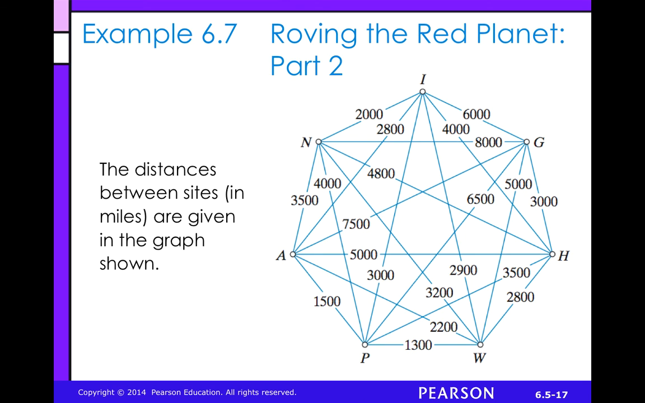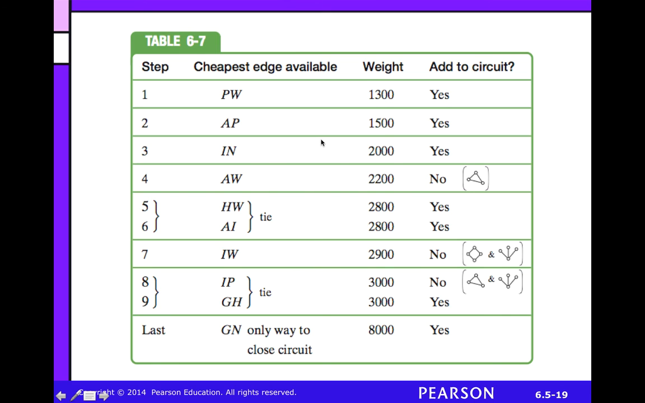Okay, so the next edges, let's look. What are the next cheapest? So 2200 was out. So the next cheapest edge is HW. I can highlight that. That's fine. That doesn't close the circuit. So now we've got these 3 edges highlighted, and we have this edge highlighted. And AI also has weight 2800. If I highlight that, I'm also not breaking any rules. I'm not closing a circuit, and I'm not causing 3 highlighted edges to come out of the same vertex. So what I have so far is this is highlighted, as is this, as is this, as is this, as is this.